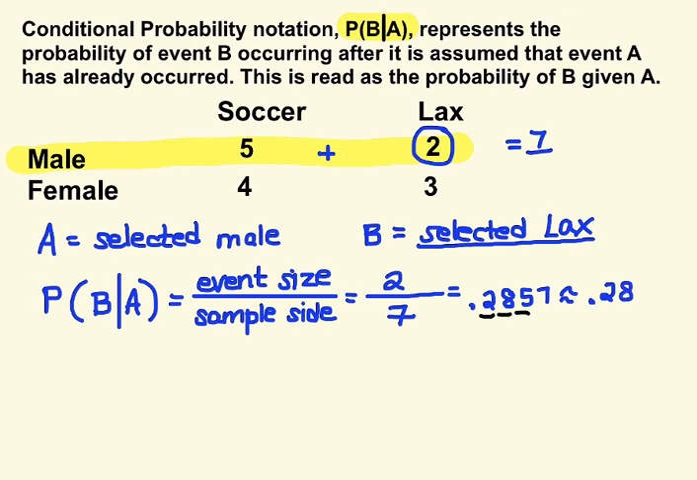So I would say this is approximately equal to 0.286, and the 5 is rounded up to a 6 because the next digit, 7, is 5 or greater, and this is equal to 28.6% probability that we will select a lacrosse player, given that we have already selected a male from our set of male and female soccer and lacrosse players. So this concludes our lesson on conditional probability.